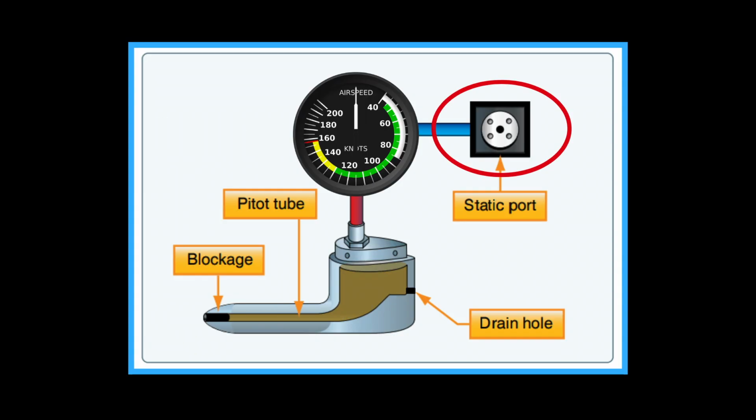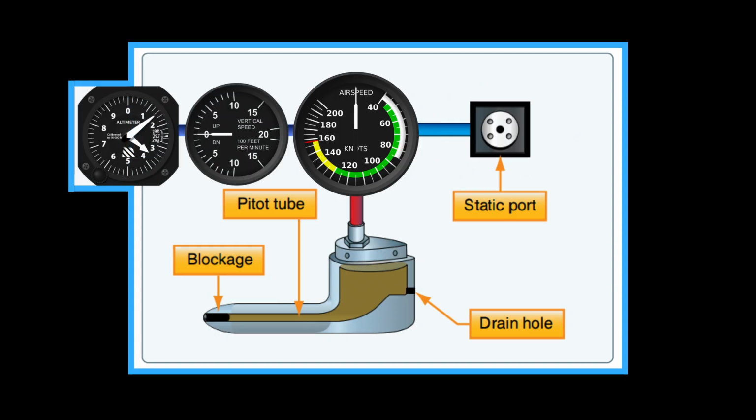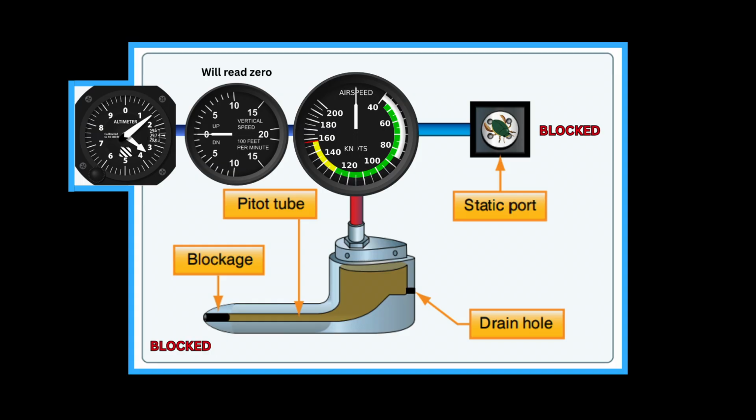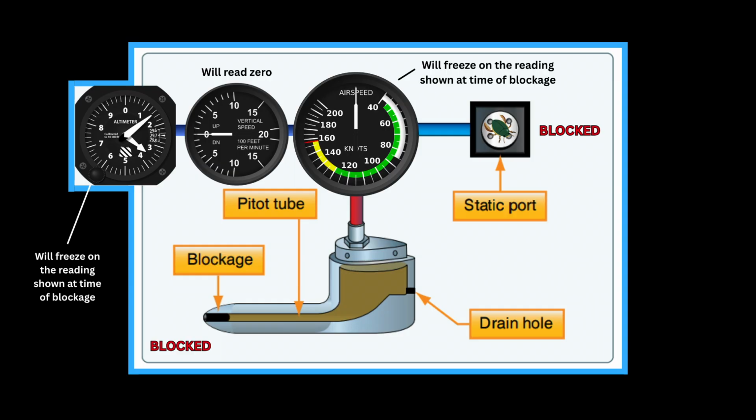As for the static port, since static pressure feeds all three instruments, blockage here can affect multiple readings. If the static port is blocked, the altimeter will freeze at the altitude in which the blockage occurred, and the VSI will read 0. The airspeed indicator will read slower in a climb and faster in a descent. If the static and pitot are both blocked, the VSI will show 0 and the altimeter and airspeed indicator will be frozen.